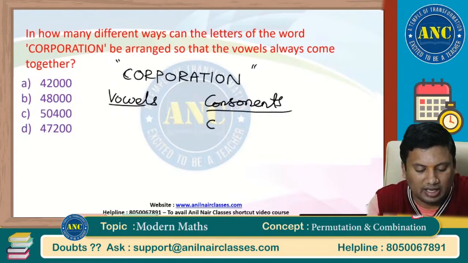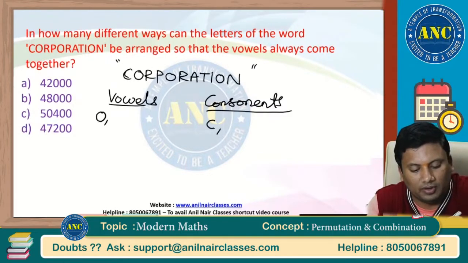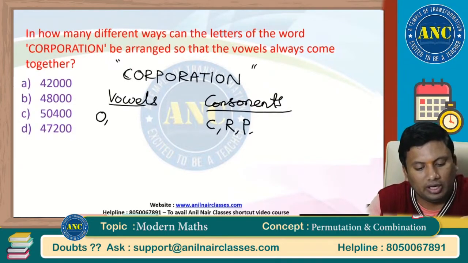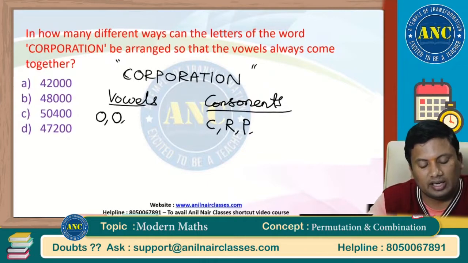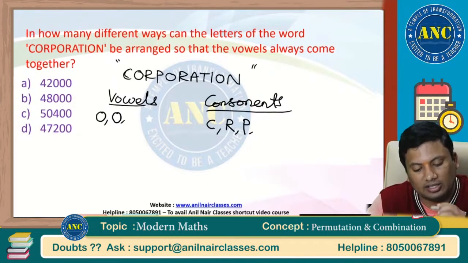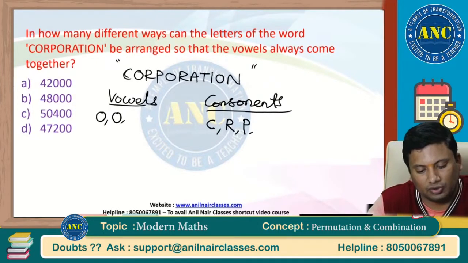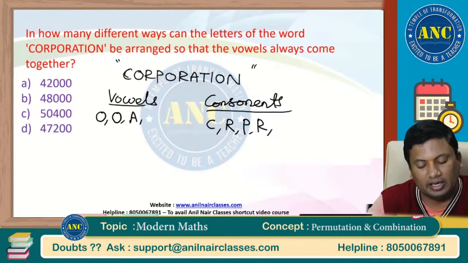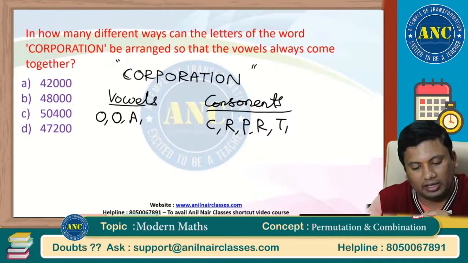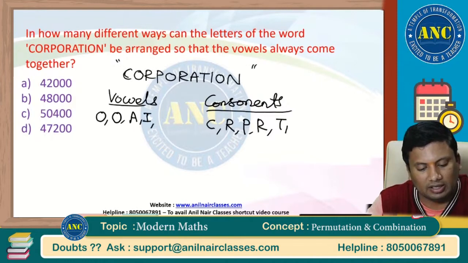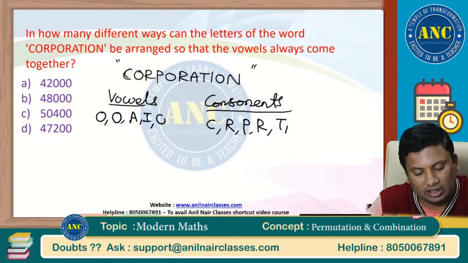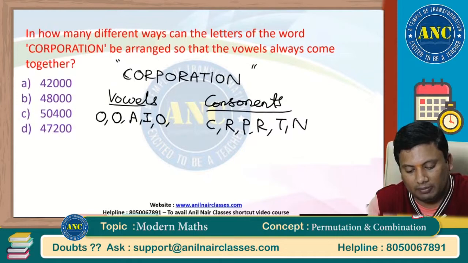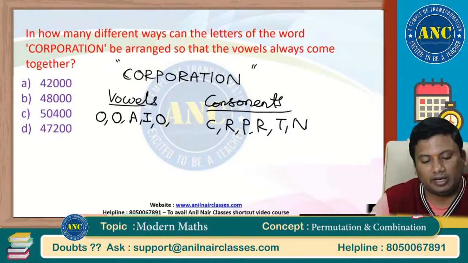First, C is a consonant, O is a vowel, R is a consonant, P is a consonant, O is again a vowel, O is again a vowel, R is a consonant. Next, A is a vowel, T is a consonant, I is a vowel, O is a vowel, N is a consonant.